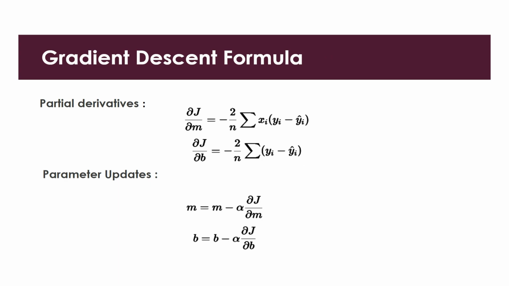Coming to gradient descent formulae, these formulae show how M and B get updated in every iteration. Partial derivatives tell us how the loss changes with respect to M and B. Using these values, we adjust M and B. After enough iterations, the values settle at the base point, and the line becomes perfectly optimized.